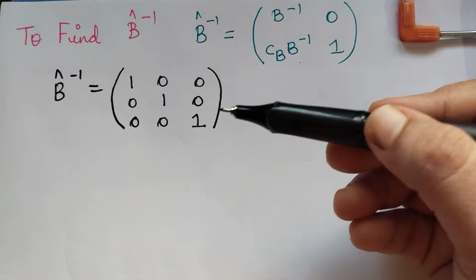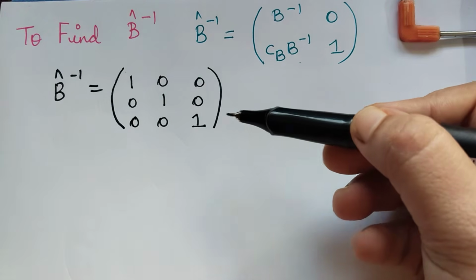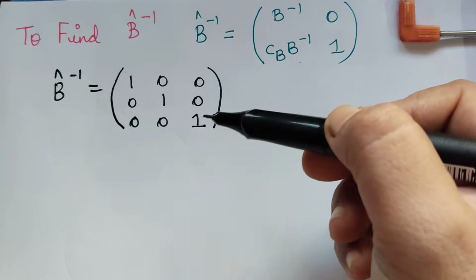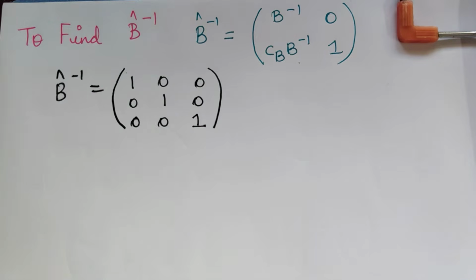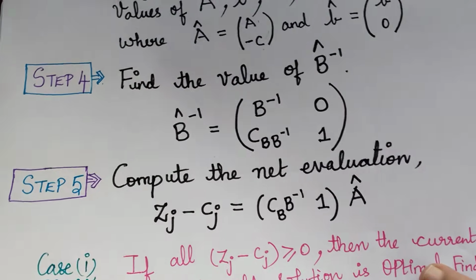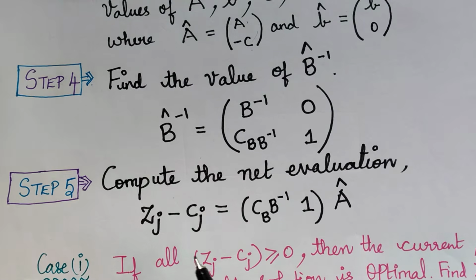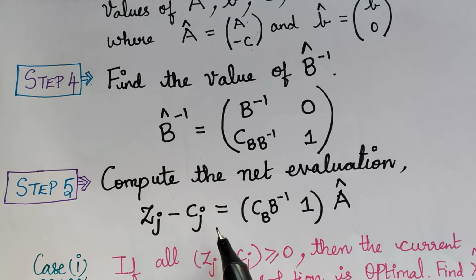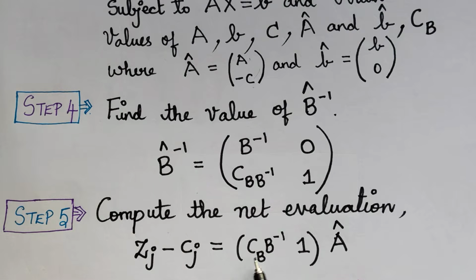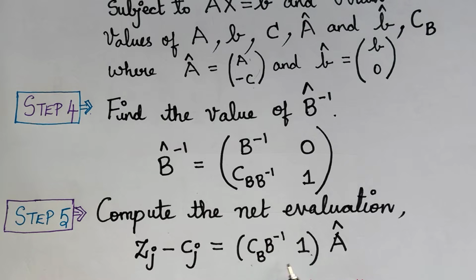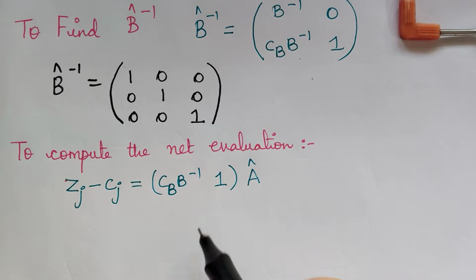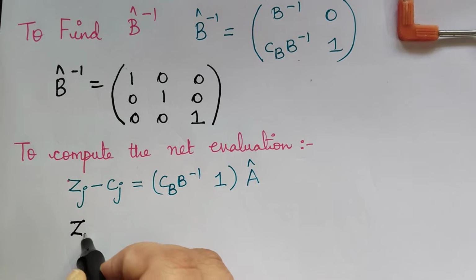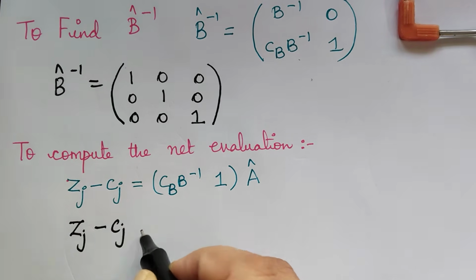All these steps you can either do in the first initial stage, or you can directly write the B cap inverse identity matrix also in order to save time. So next we shall move on to the next step. Step 5 is to compute the net evaluation. We have to find Zj minus Cj, which is equal to the matrix CB B inverse 1 multiplied with the matrix A cap. So here I have taken and written this. Now Zj minus Cj will be equal to.